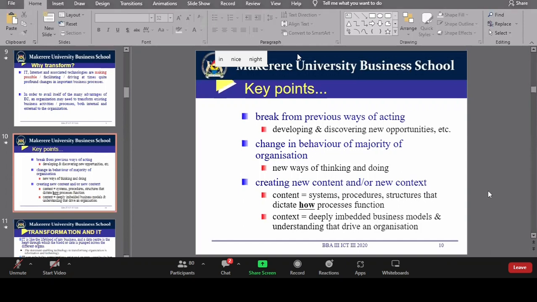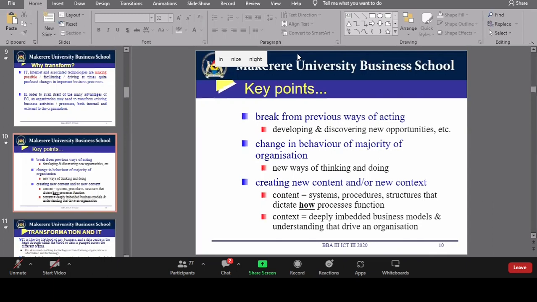Thank you. Then number 3, creating new content or new context. Content is in line with systems, procedures, policies, structures that dictate how we function in regard to processes. The context mainly looks at how deeply embedded the business models are and how best we can use them to understand how an organization can be driven. Don't forget that the organization is driven by the models of that particular industry. There are models that drive organizations, and we're supposed to use them as organizations to drive processes.